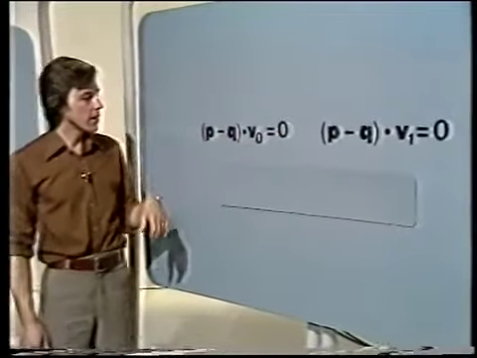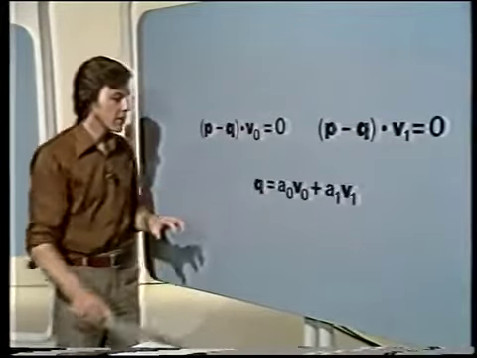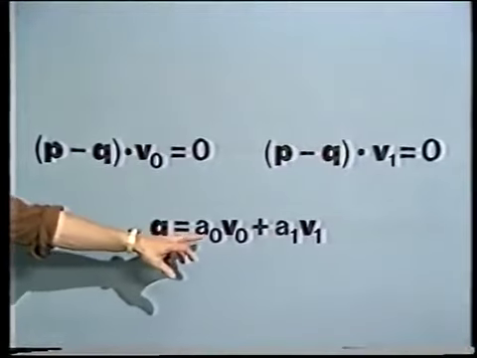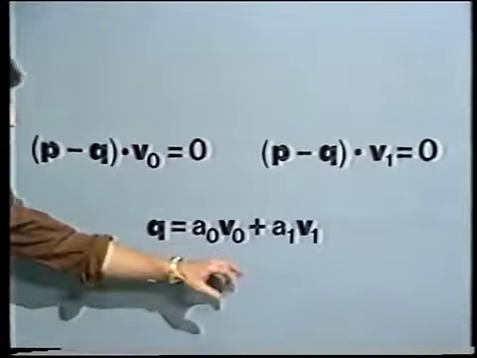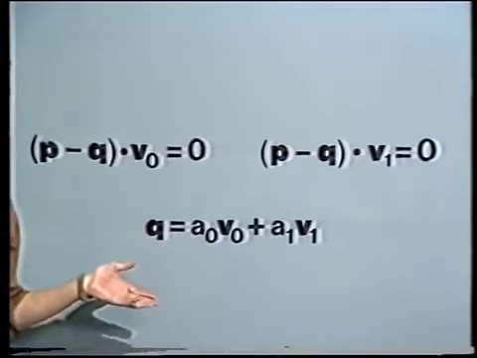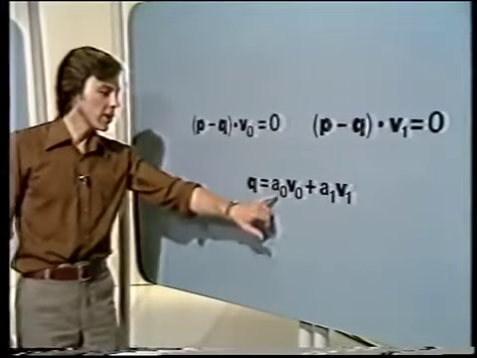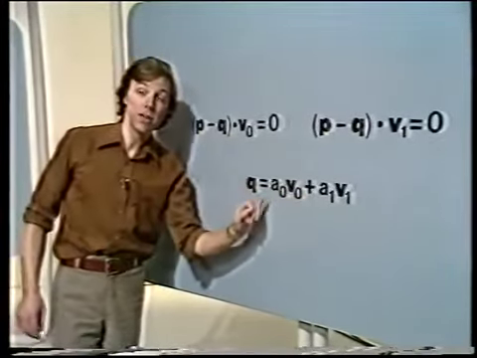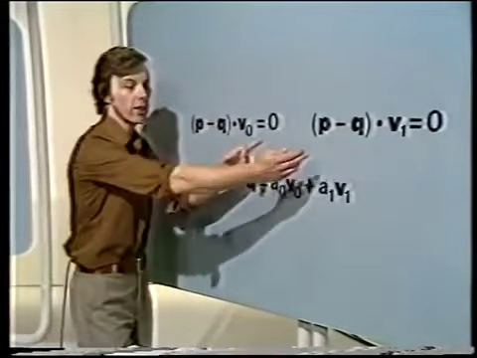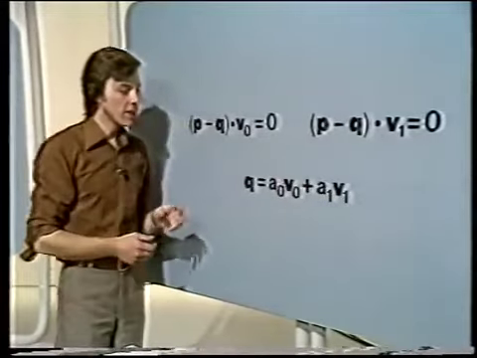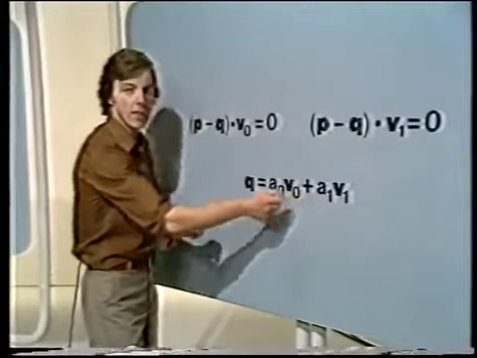Now, we can go one step further. We can express Q like this as a linear combination of the two vectors V0 and V1. In other words, what I'm doing is to use V0 and V1 as a basis for my subspace. Then what I've got to do is to calculate these coefficients A0, A1. As soon as I know those, then I'll know the vector Q. And all I've got to work with are these orthogonality relations. So just how do I use those orthogonality relations to calculate A0 and A1?